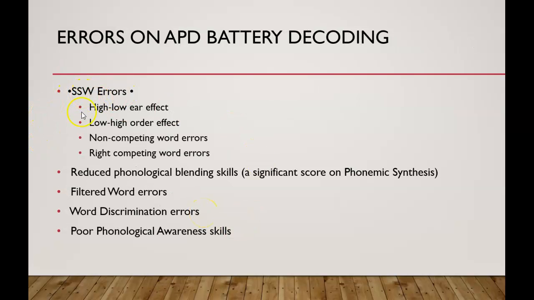So when we do the SSW, this is a binaural integration, so information is going into the right and left ear at the same time. These may or may not mean anything to you, but when we score the SSW, we have a high-low ear effect, and we have a low-high order effect. That means that the first syllable in the spondee word scores better than the second syllable. And this one is right ear versus left ear.